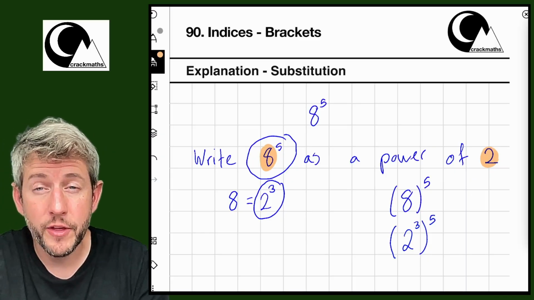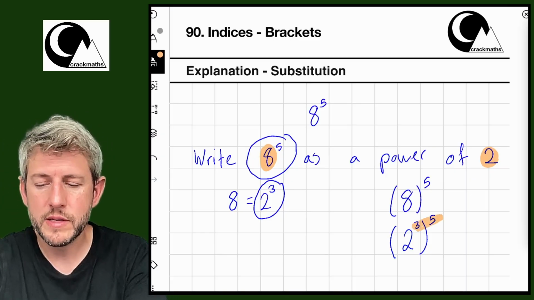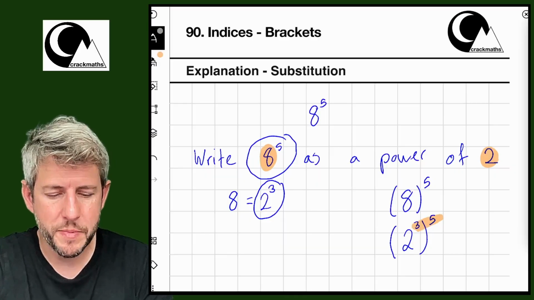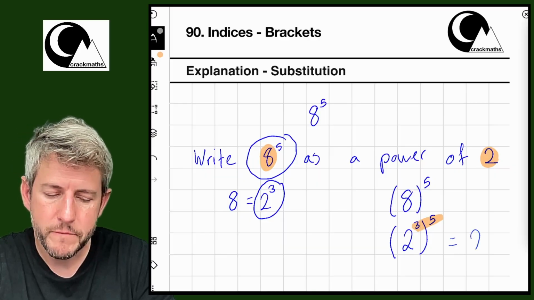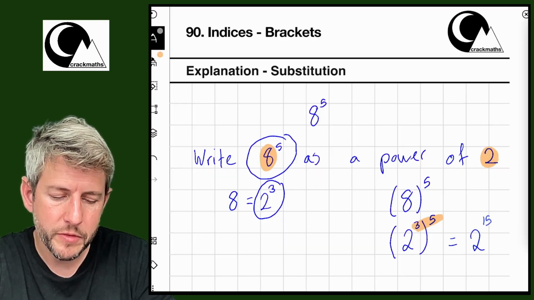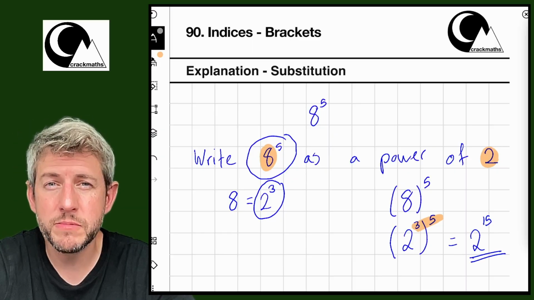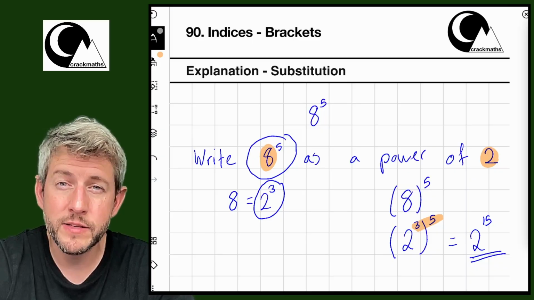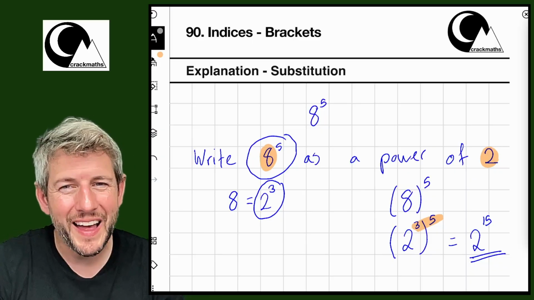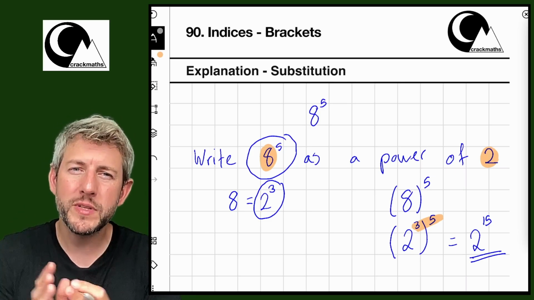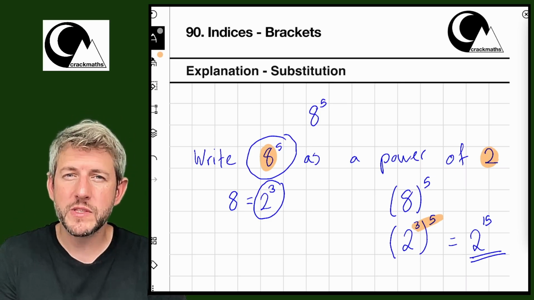Now that we've got it like this, we can use our rule. So 2 to the power of 3 all to the power of 5 is going to become 2 to the power of 15. So this is what we're talking about when we're talking about substitution in indices with rules of brackets, okay? So there's nothing here that is that hard, but putting it all together can sometimes seem quite complicated.